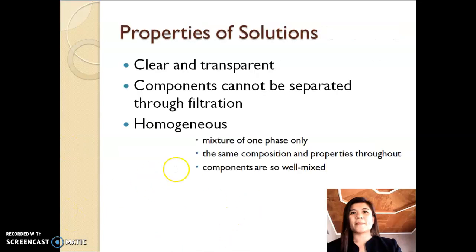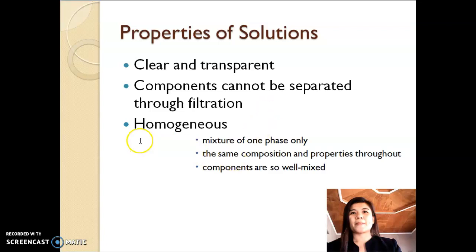Right. Then we have the properties of solutions. So we have mentioned here 3. Okay, so first is clear and transparent. Okay, very clear and transparent. Then second is components cannot be separated through filtration. What could be the reason? Because the hole of the filter paper is very large compared to, or larger compared to the particle of the solution.